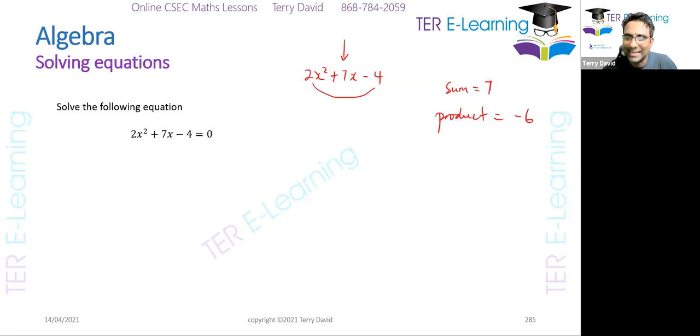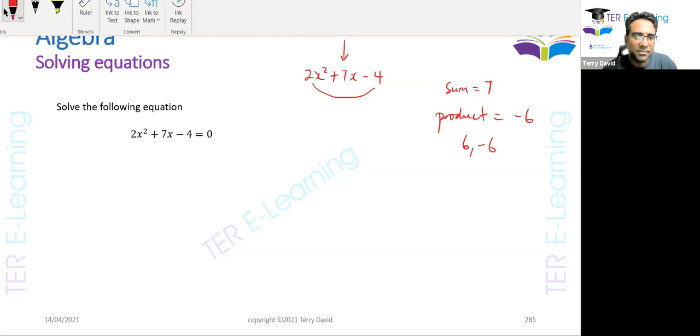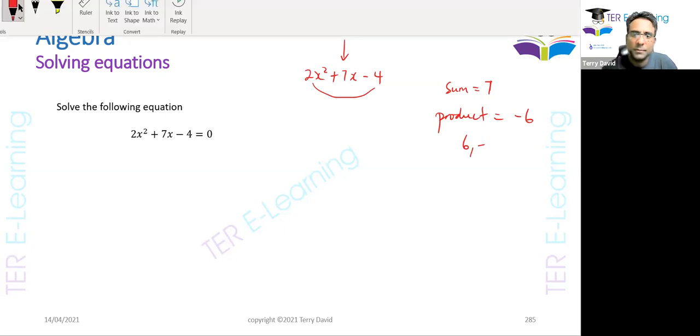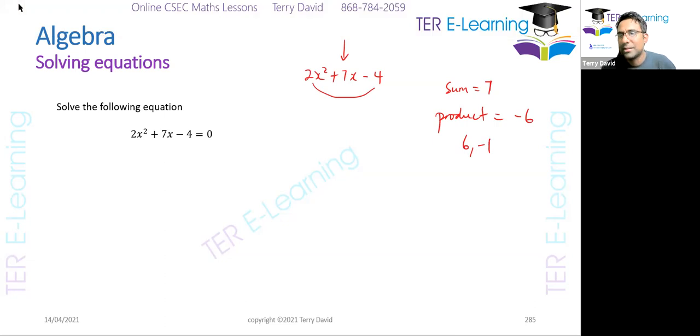So if I take 6 and minus 1, will I get that? Sorry, 6 and minus 1, not minus 6. So 6 multiplied by minus 1, yes, I'll get minus 6, and 6 plus minus 1, I'm going to get 7. So let's go ahead. We're going to replace the middle term. So 2x squared plus 6x minus x minus 4.